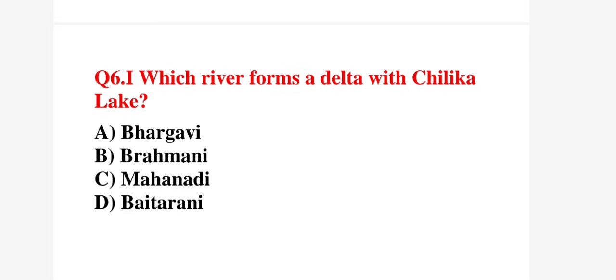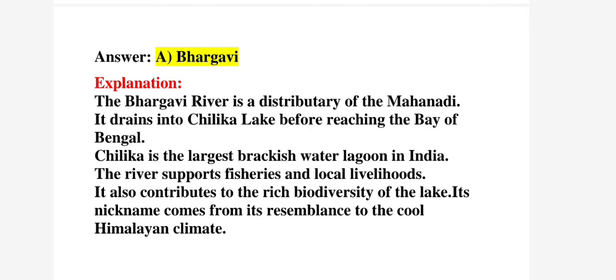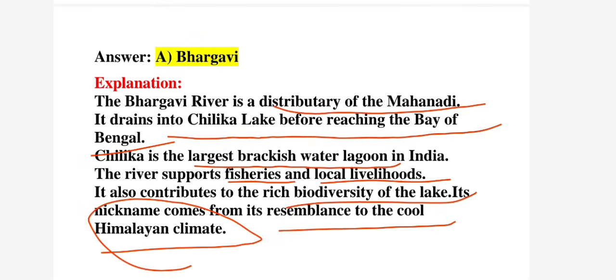So it passed from Chhattisgarh to Odisha and it has covered small parts of Jharkhand, Maharashtra and Madhya Pradesh. And Mahanadi is known as, I have told you, sorrow of Odisha, and it forms large Mahanadi delta with Daya and Bhargavi, and it feeds through Chilika. Okay. So let us look into it. The Bhargavi river is a distributary of Mahanadi river and it drains into the Chilika lake before reaching the Bay of Bengal. Chilika is the largest brackish water lagoon in India, I have told you. The river supports fisheries and local livelihoods and it contributes to rich biodiversity of the lake.